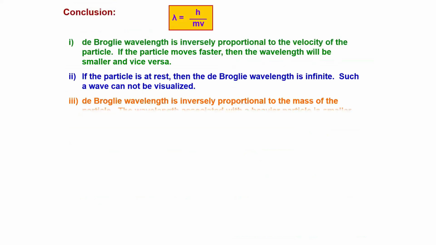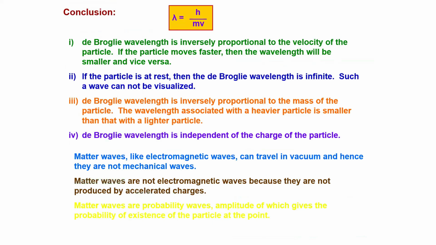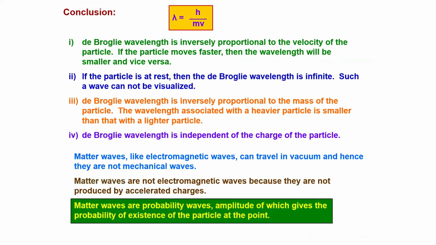Now we can say the de Broglie wavelength is inversely proportional to the velocity of a particle. So if the particle moves faster, the wavelength will be smaller and vice versa. The second point is that if the particle is at rest, then the de Broglie wavelength is infinite and the wave cannot be visualized. The de Broglie wavelength is also inversely proportional to the mass of a particle, so the wavelength associated with a heavier particle is smaller than that with a lighter particle.